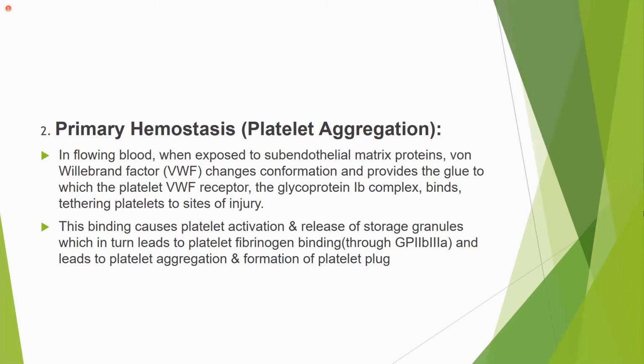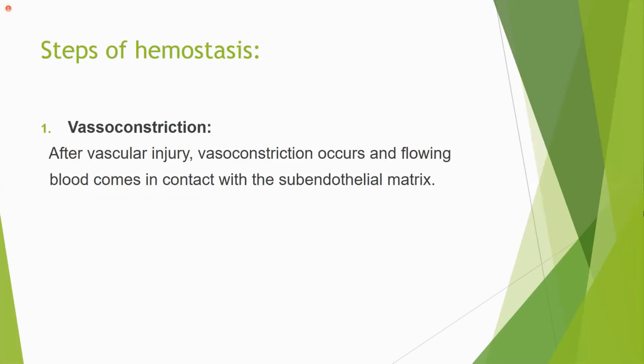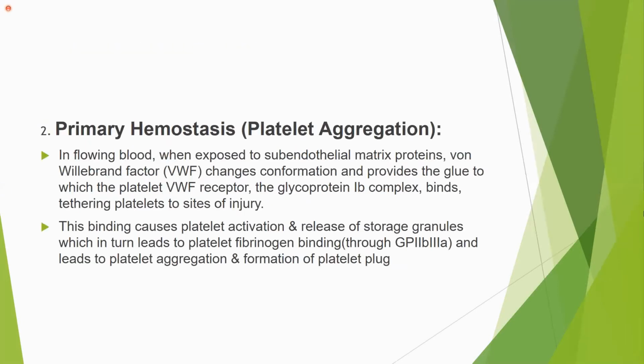The second step is the primary hemostasis. When the flowing blood is exposed to the subendothelial matrix proteins, the von Willebrand factor changes conformation and provides the glue to which the platelet von Willebrand factor receptor, the glycoprotein 1B complex, binds, tethering platelets to the sites of injury.